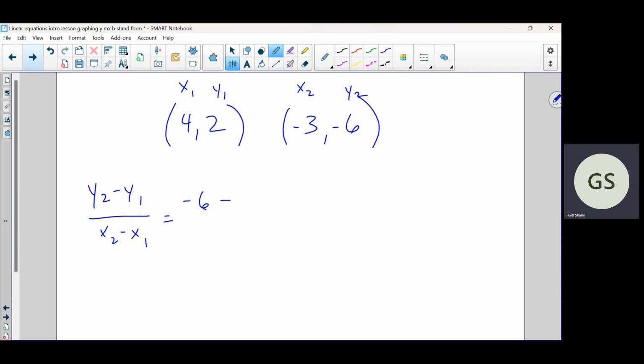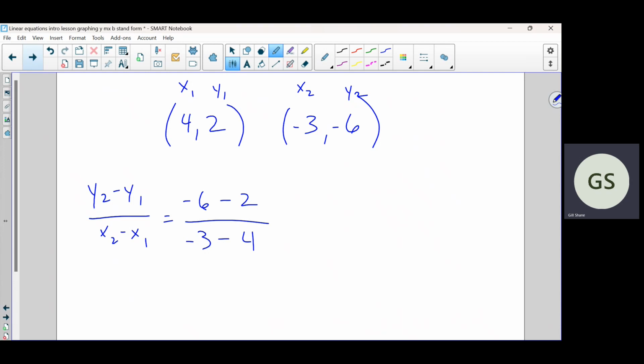Remember, the subtraction sign is part of the formula. You cannot get rid of that, even if the number in the x and y is negative. So y1 is 2. So x2 is -3. Subtract x1 is +4. So whatever the number is, that's what you write there. You write subtract, and then whatever the number is.